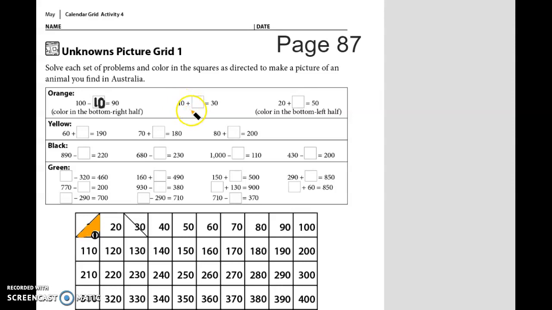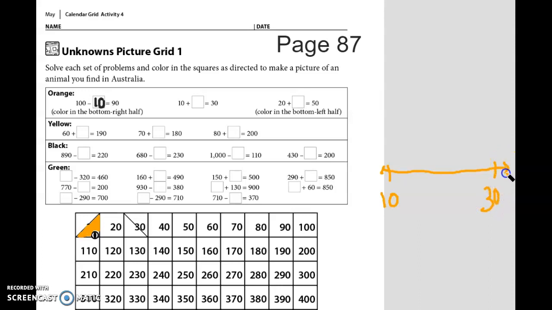Let's work on 10 plus box or something equals 30. What's a strategy we could use to solve that problem? Show a connection if you're thinking we could use an open number line. We sure could. We could draw our open number line. We could start at the number 10 right here on our number line. And we could write our bigger number of 30 on the right. Remember, our bigger number always goes on the right on our number lines.